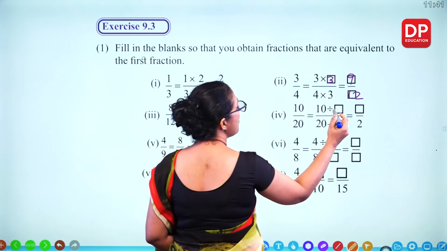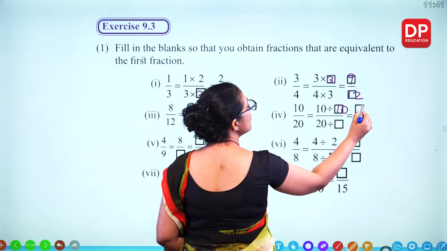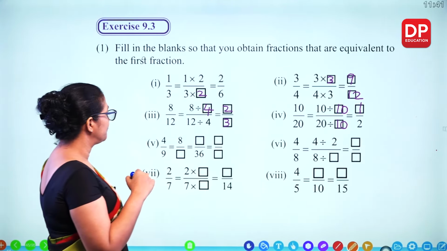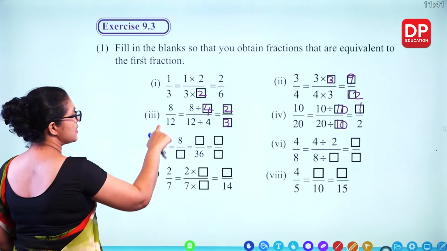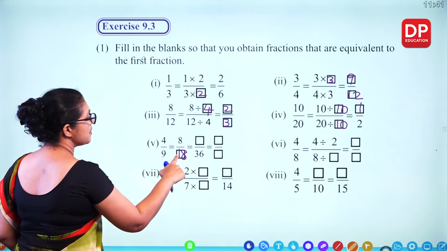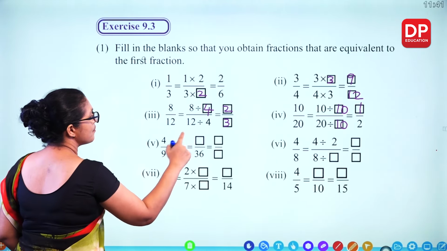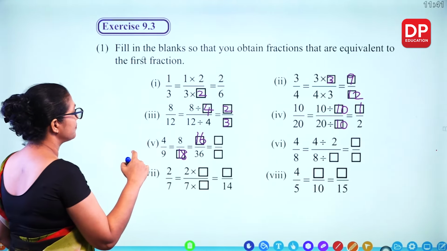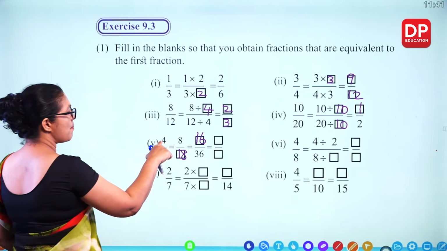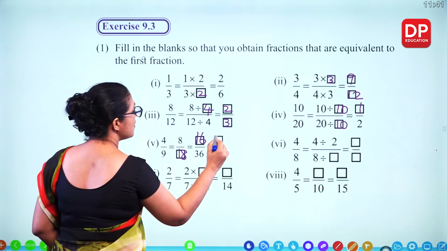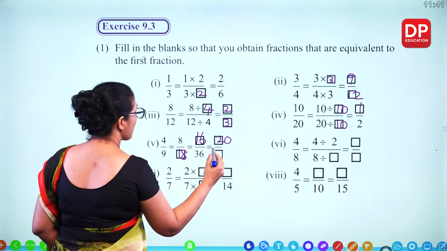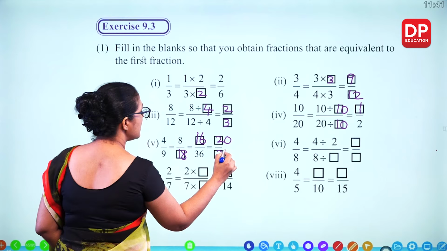This is 10 divided by 10. You get 1. 20 divided by 10, you get 2. This one multiply by 2. So you get 18. Multiply by 2 again. 16. Then you can find out any multiple here. Multiply by 5. 4 times 5, 20. 4 times 9, 36.